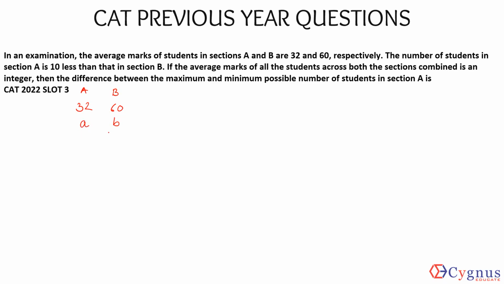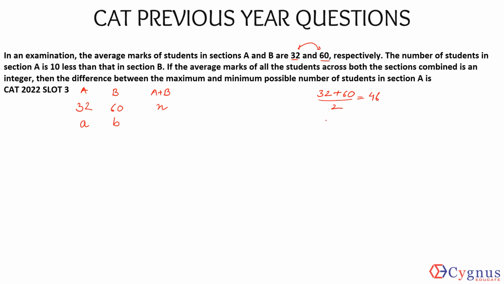If the average marks of all the students across both the sections combined is an integer, now, the combined average is not given. It's an integer. Let's say it's n. Then the difference between the maximum and minimum possible number of students in section A is how much? Everybody knows that if the average of first group is 32 and second is 60, and if the number of students in both the sections is same, then the average of the combined class will become 32 plus 60 by 2, which is equal to 46.